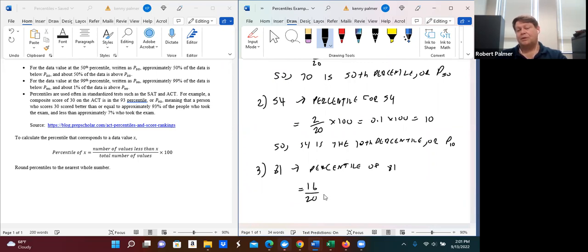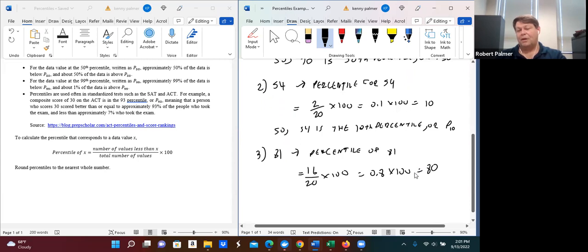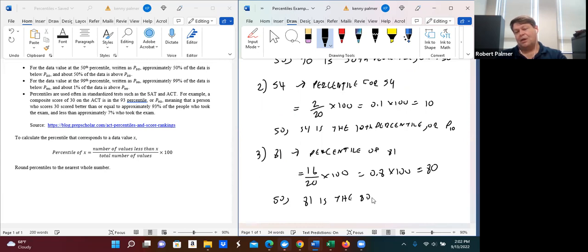And out of the total, which is 20, then times 100. If we do 16 divided by 20, that should be 80%, also 0.8 times 100, which is 80. In cases where we have to round off, round off to the nearest whole number if you need. So once again, what this tells us is that 81 is the 80th percentile. Or we also call it P80.